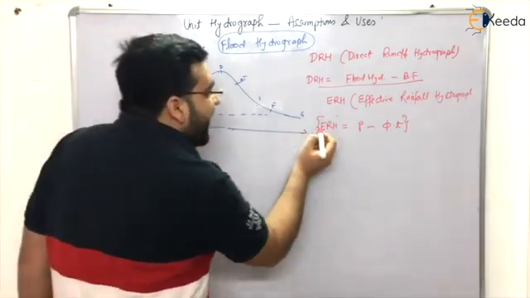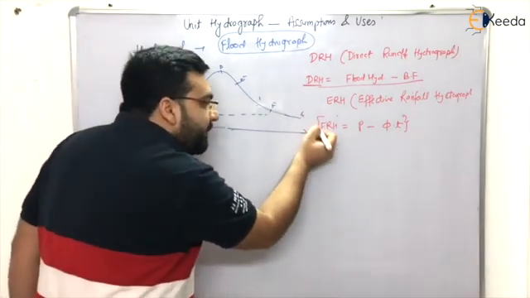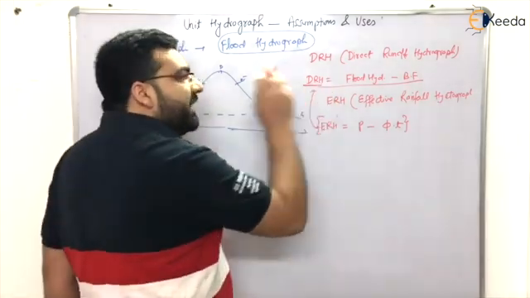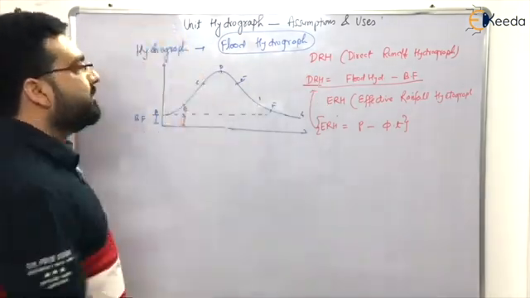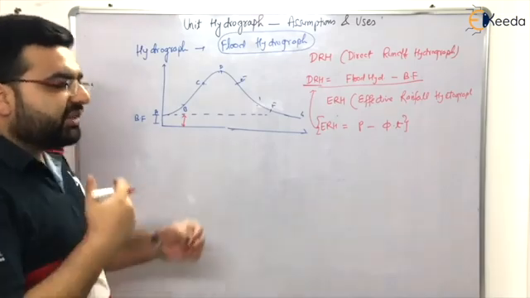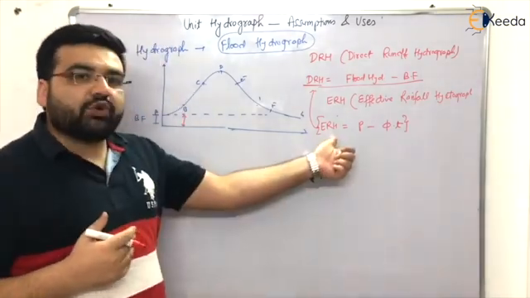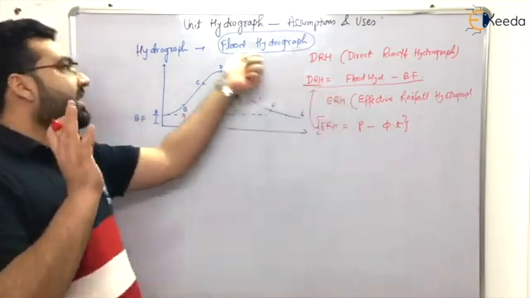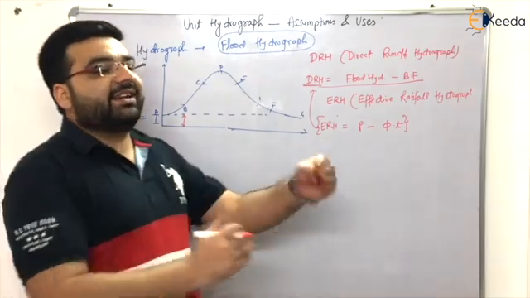So I can say that the direct runoff hydrograph is obtained from effective rainfall, right? So effective rainfall gives me the direct runoff hydrograph, and from the direct runoff hydrograph, I can determine the flood hydrograph. So these three things are interrelated: first, the effective rainfall hyetograph, second, the direct runoff hydrograph, and third, the flood hydrograph.